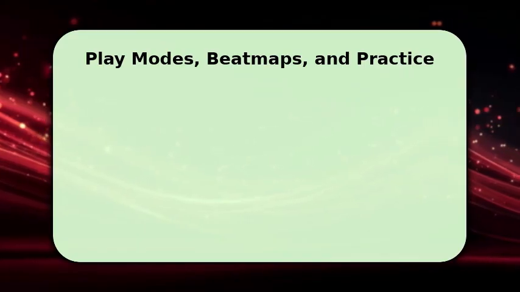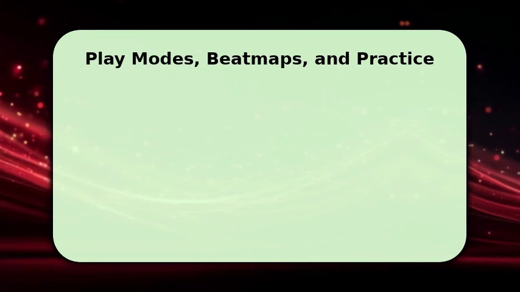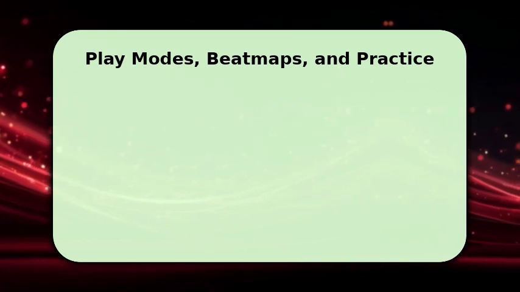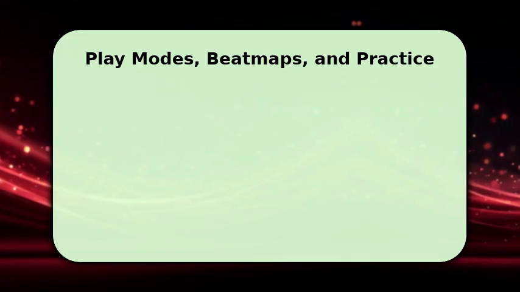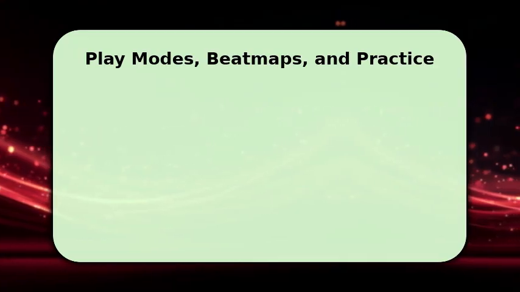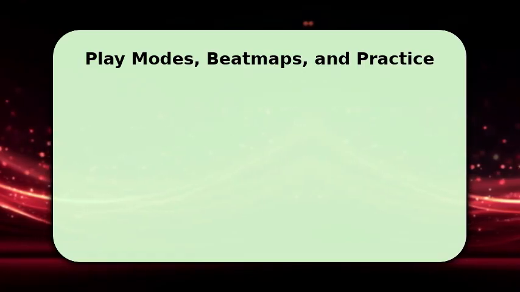Use practice mode to rehearse difficult sections at speeds from 10% to 200% and place bookmarks to loop short phrases. Track your accuracy and combo to measure improvement. Enable leaderboard replay watch to study top players, and gradually increase difficulty to build consistency.